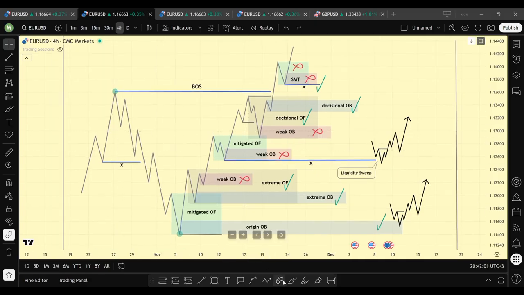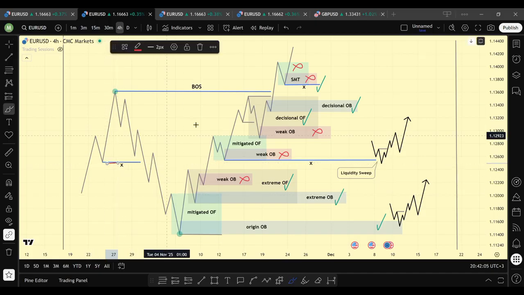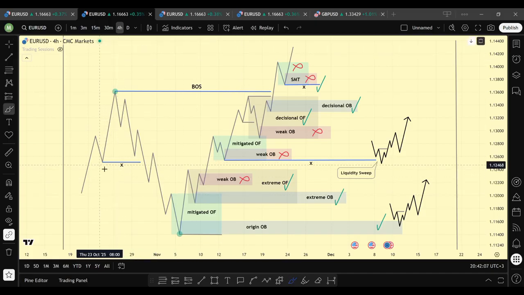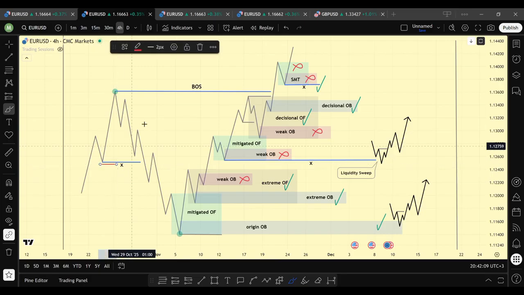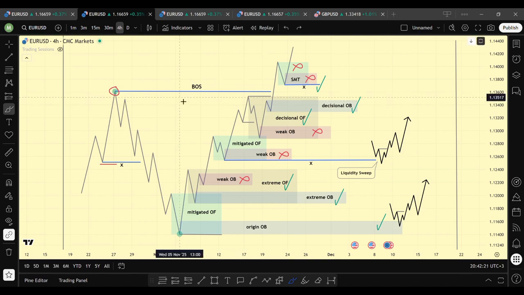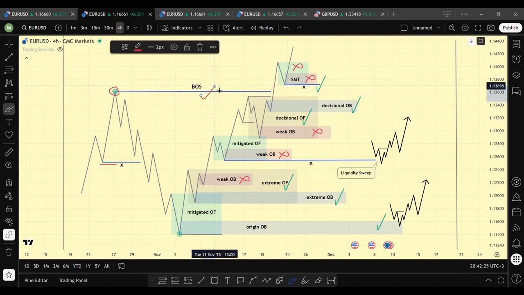All right, so exactly right here, I want to believe you all know, taking out the inducement, or taking out the recently formed valid pullback low, this becomes a swing point, and if price reverses and breaks past this swing point, then this makes a valid break of structure. So this is something that I want to believe you guys are well aware of.